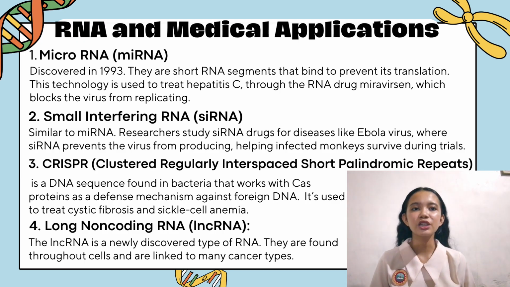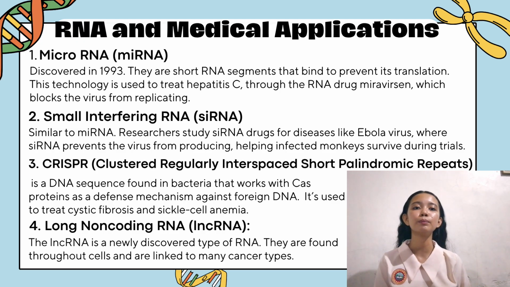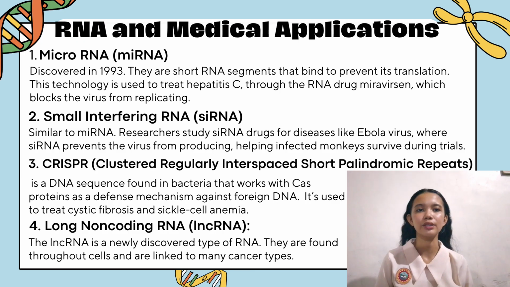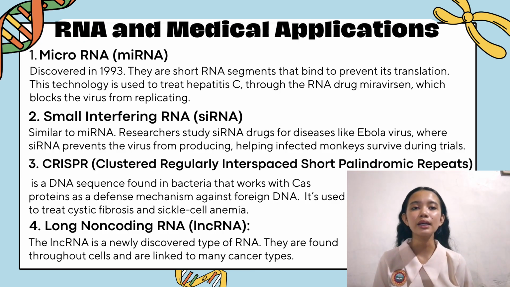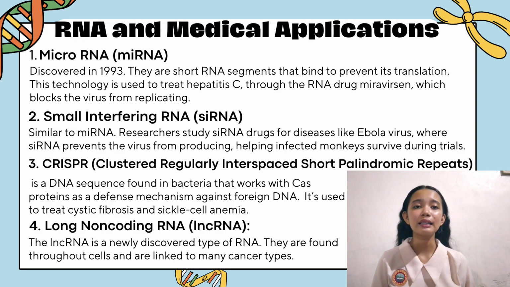Third is clustered regularly interspaced short palindromic repeats. This is a DNA sequence found in bacteria that works together with proteins called Cas, acting as a defense system against viruses. But in modern medicine, scientists have learned to use this as a gene editing tool. Researchers can cut and replace faulty genes in living organisms. This technology is currently being studied to treat genetic diseases like cystic fibrosis and sickle cell anemia.